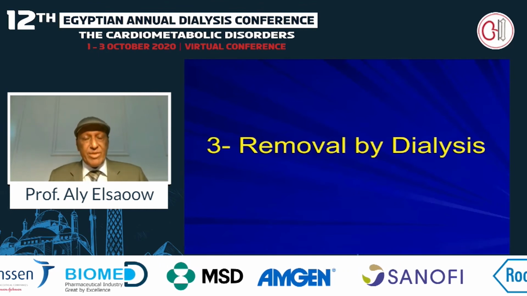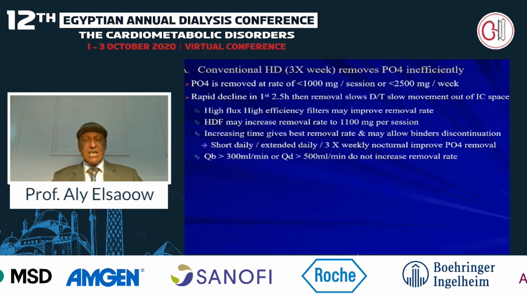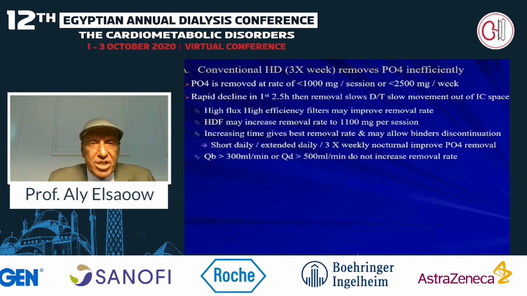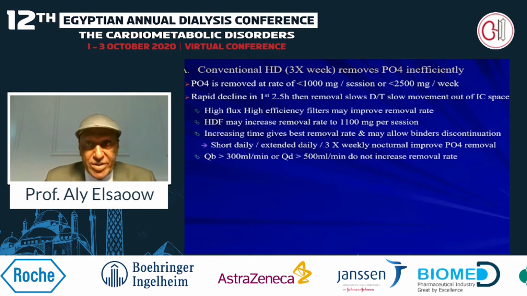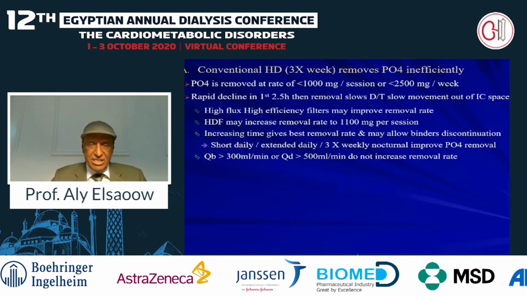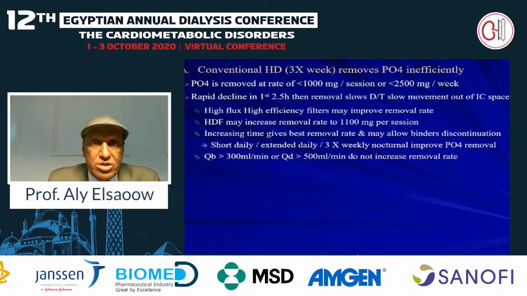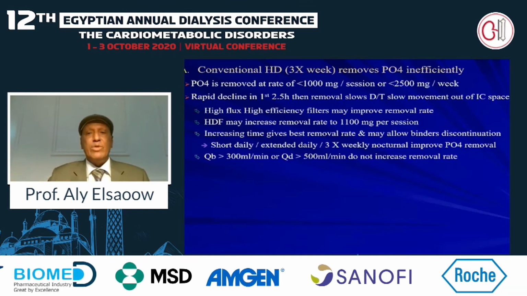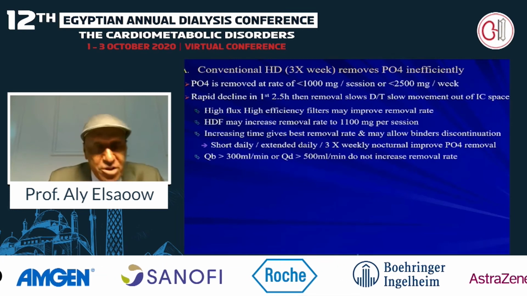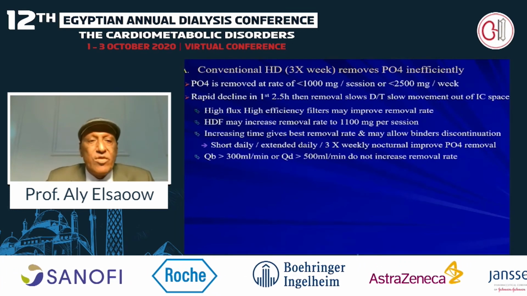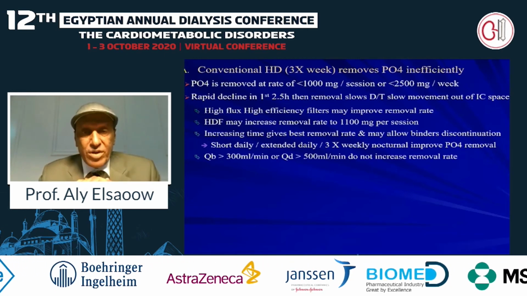The last method of removal or controlling hyperphosphatemia is dialysis. Well, unfortunately, conventional hemodialysis 3 times weekly, 4 hours per session, removes phosphorus inefficiently. Each session can remove less than 1,000 milligrams per session, and the total per week is less than 2,500 milligrams. High flux, high efficiency can improve the removal rate. Hemodiafiltration also can improve the removal rate.